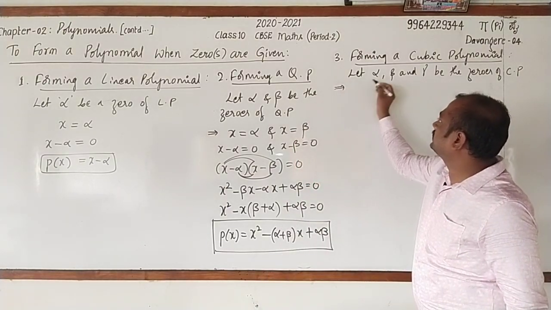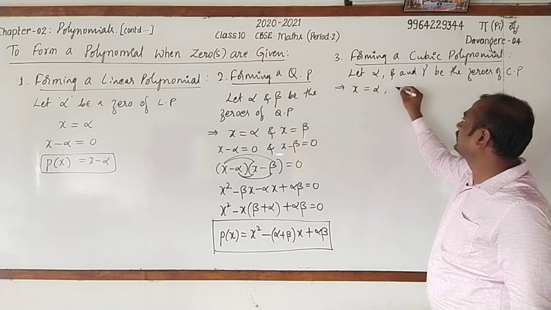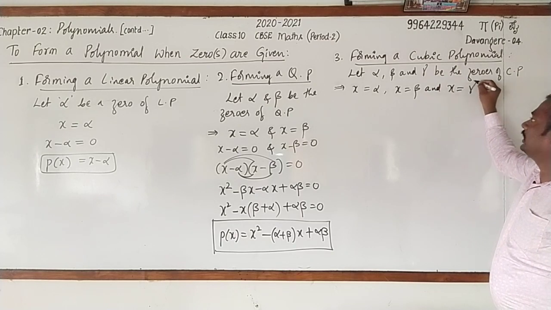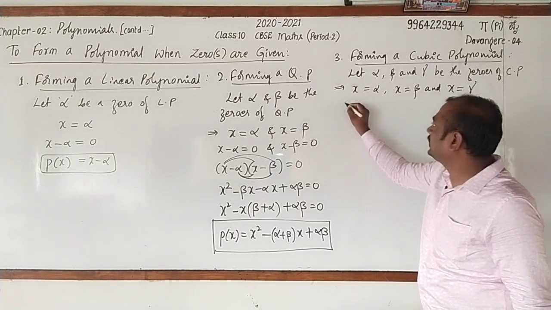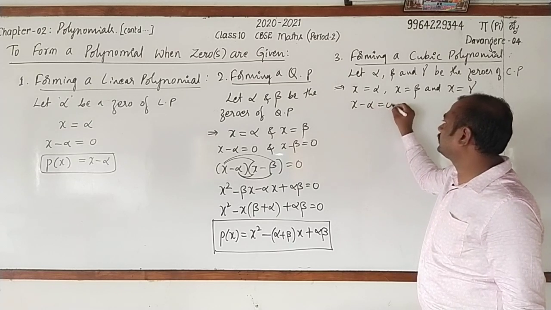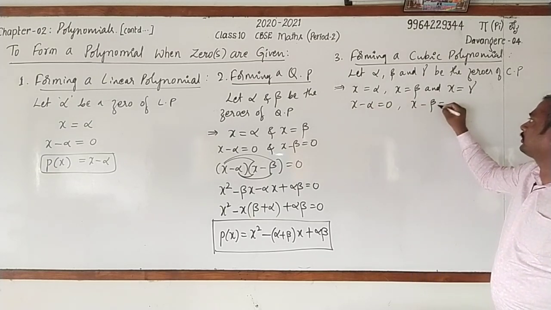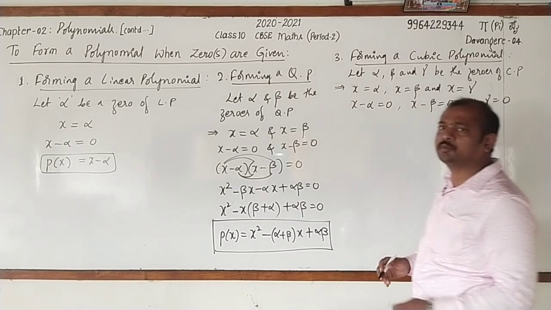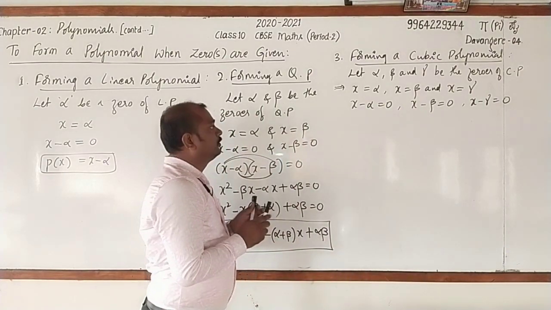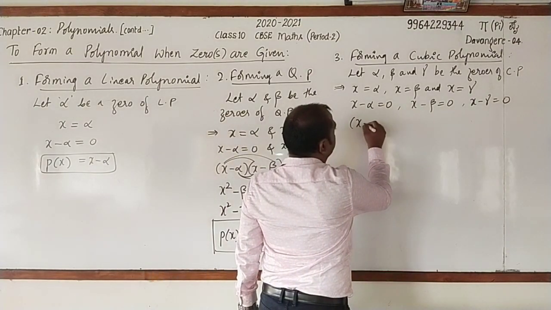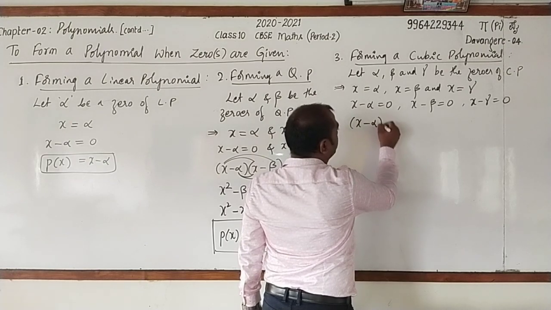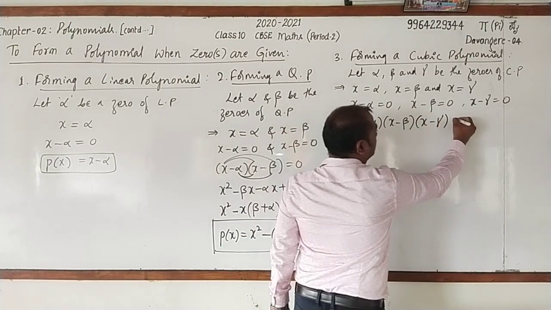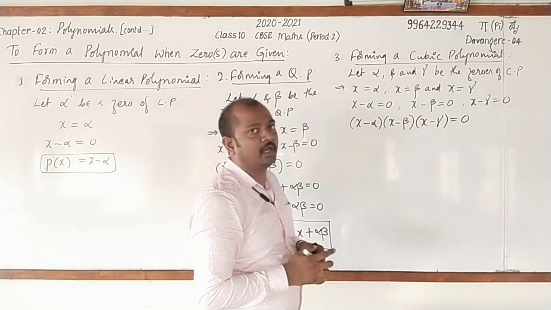Now we can write this as x equal to alpha, x equal to beta, and x equal to gamma. These can be rewritten as x minus alpha equal to 0, x minus beta equal to 0, and x minus gamma equal to 0. All are equated to 0. Hence, we can write this as x minus alpha into x minus beta into x minus gamma equal to 0. Hope that you have understood.